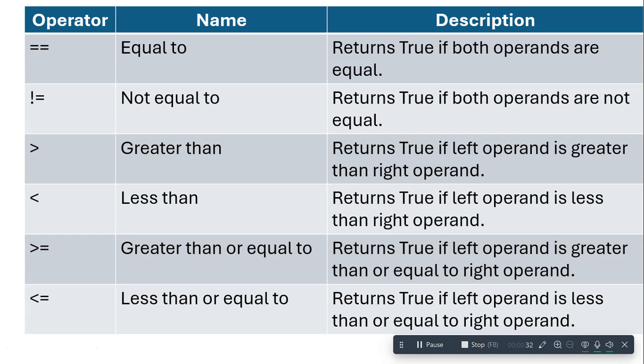So if left hand operand is not equal to right hand operand, then it returns true, otherwise it returns false. So this is the second type of relational operator which we are going to study. Now we are going to conduct one practical of this relational operator.